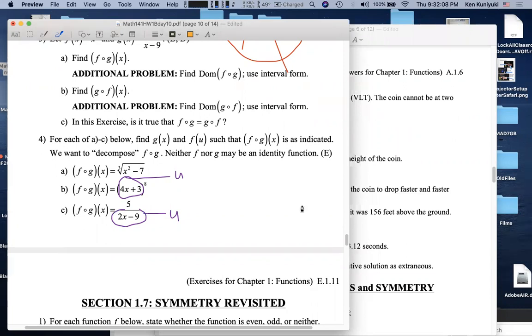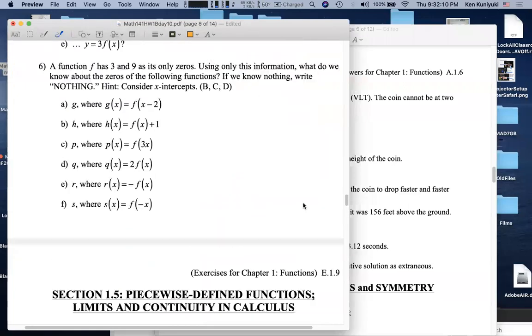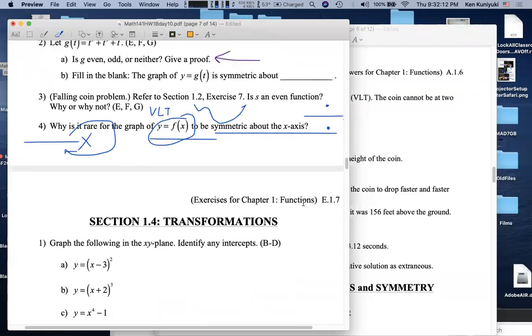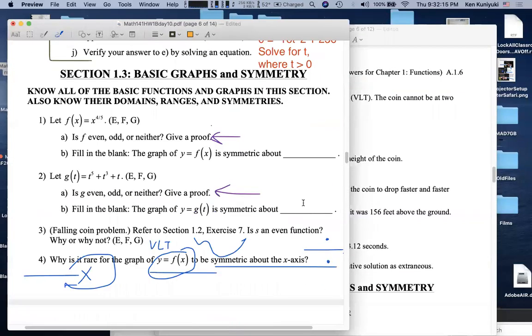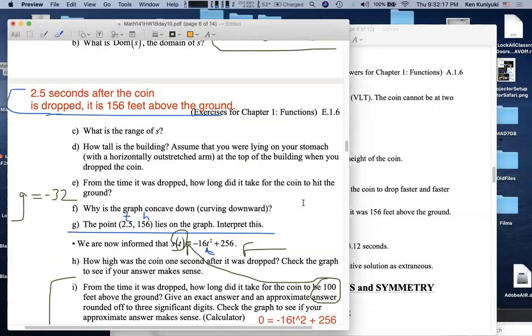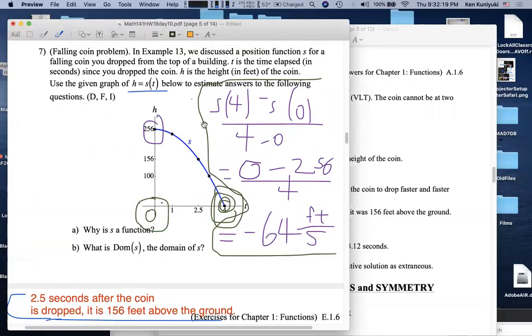Oh, by the way, 133 is because it's not symmetric, right? This is not even because the graph is not symmetric about the h-axis. It's a domain problem. The domain is not symmetric about 0. If the domain is not symmetric about 0, there's no way it can be an even function.